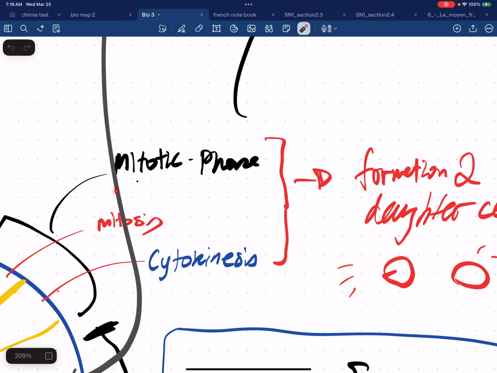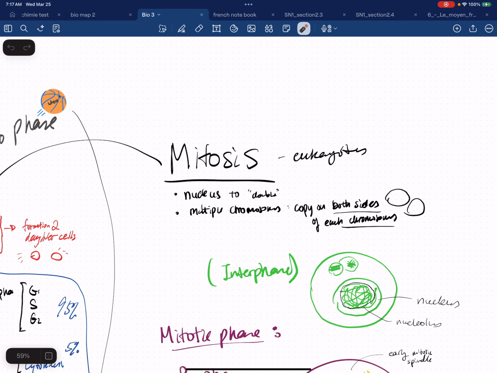And globally, there's a mitotic phase. In the mitotic phase, there's mitosis and cytokinesis. Cytokinesis is about the dividing, so formation of a cell wall in the plant cell, or in animal cells, microfilaments are going to cut the cell into two after the division. And mitosis is the process of the chromosomes replicating, dividing, etc.